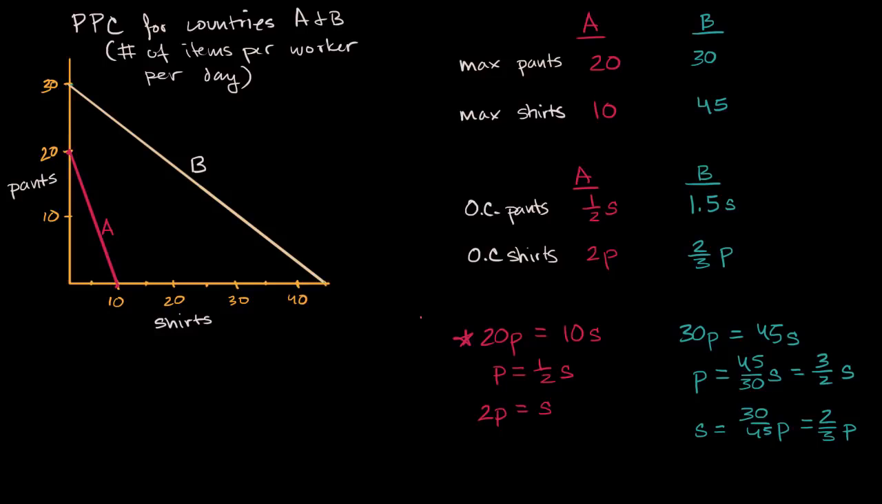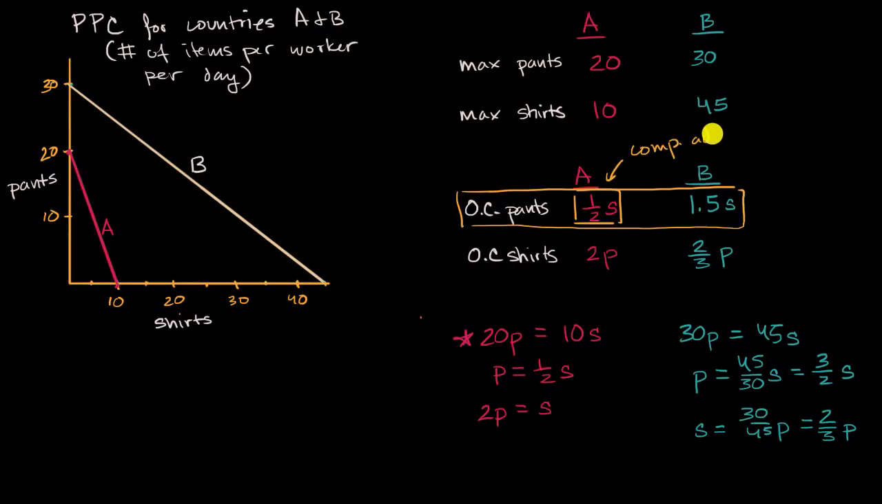Well, let's first compare their opportunity costs in pants. It is clear that country A has a lower opportunity cost for producing a pair of pants. It's only giving up half a shirt, while country B is giving up 1.5 shirts. So country A has the comparative advantage right over here in pants. And so, according to the theory of comparative advantage, it should focus all of its energy on pants.